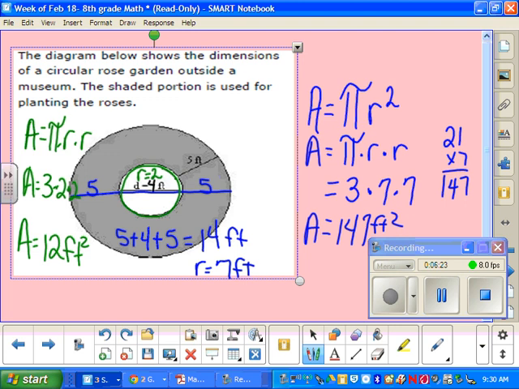Now, on the question, they just wanted to know the answer to the shaded portion. So you have to take the larger circle, which is 147, and then subtract 12 from that. That was the smaller circle. So your answer is 135 feet squared, because we're still talking about area.